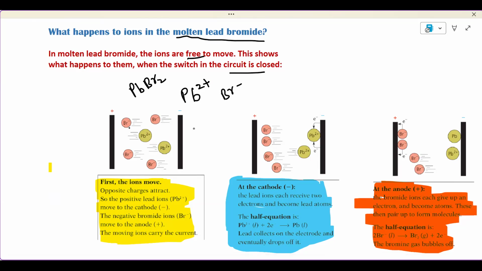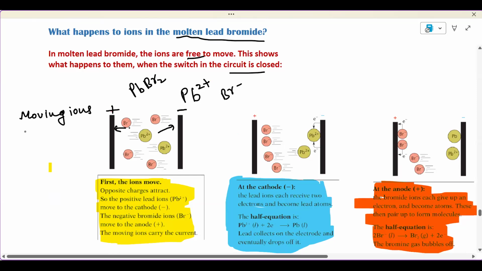So first ions will move, opposite charges attract. So the positive lead ions move to the cathode. It is cathode, it is anode. Positive lead ions move towards the cathode and negative bromide ions move towards the anode. Moving ions carry the current. Always remember, moving ions carry the current.